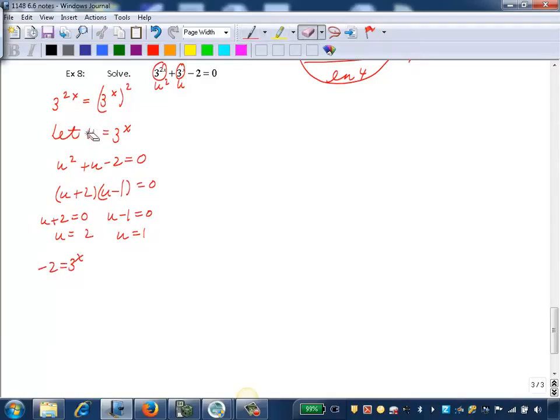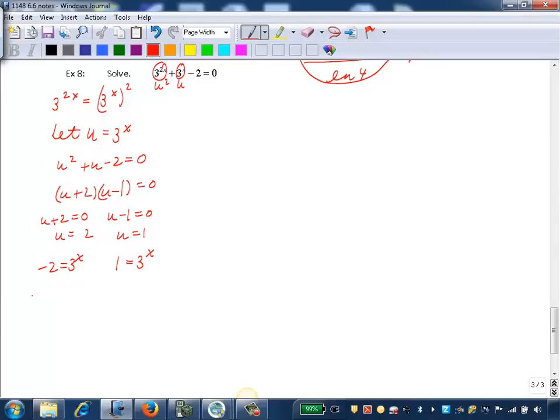So I'm putting a negative 2 in here for u, and now I'm going to put a 1 in here for u. So then I'll have 1 equals 3 to the x. Now once you substitute back, now you have more simple exponential equations that will allow you to solve for x. Now first of all here, as this is written, we have a base of 3 and then a negative 2 here. So we can see there's no way to write a negative 2 and a 3 with the same base. So we'll have to use logarithms to rewrite this with that variable out of the exponent.